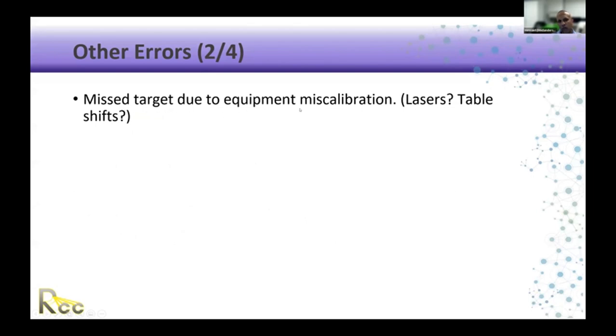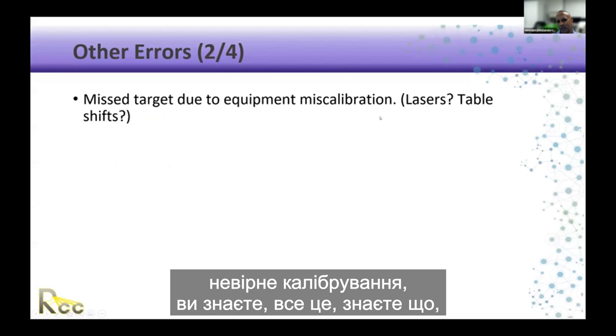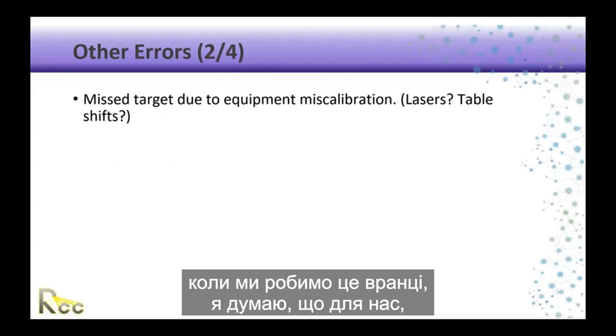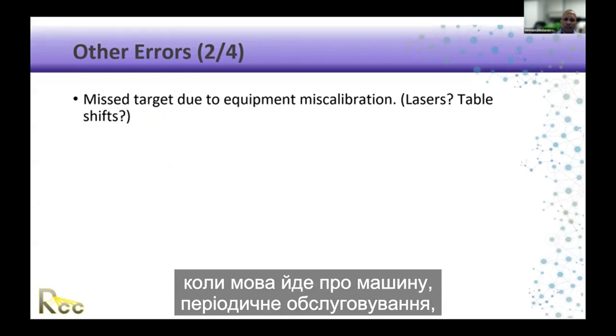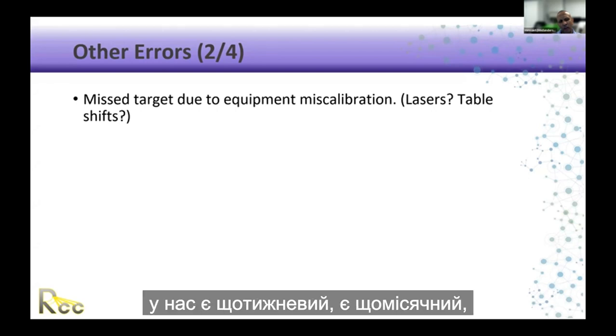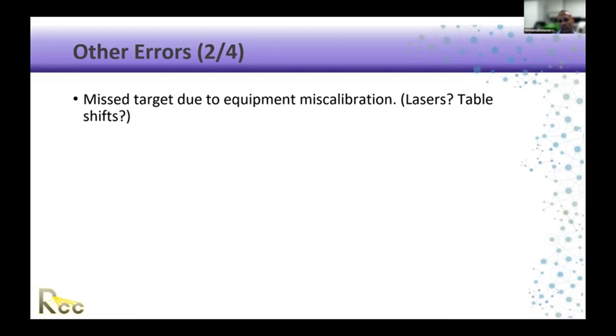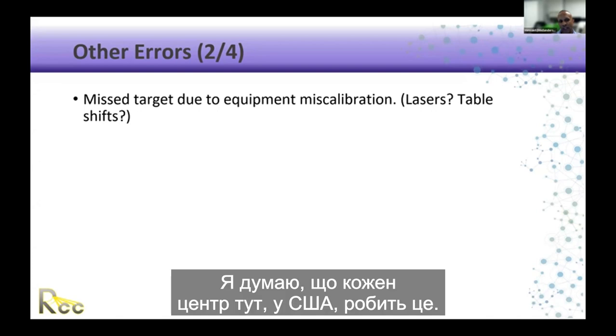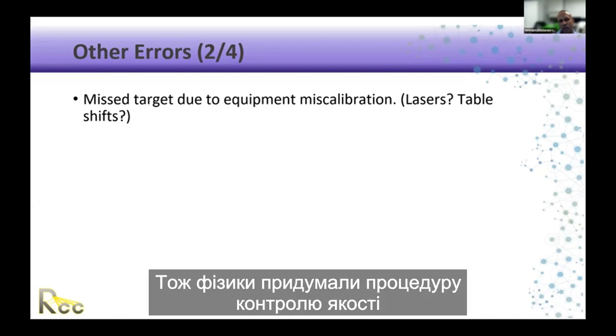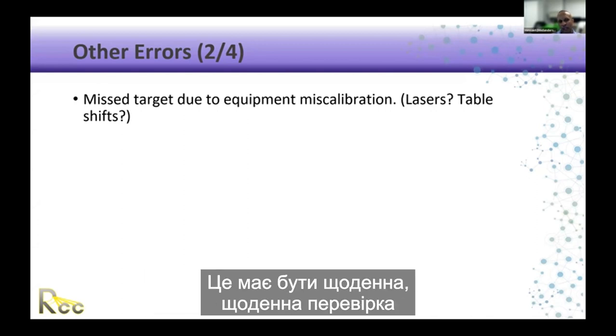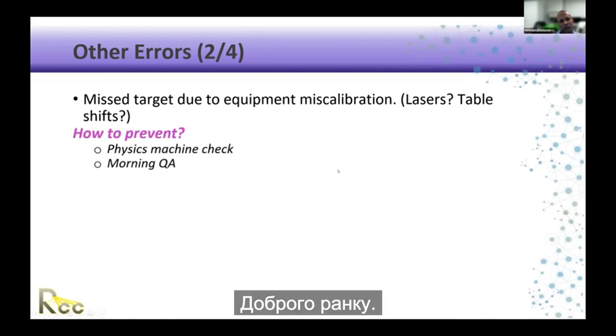Again, missed target due to equipment miscalibration. When we do it in the morning, for the machine there is PM, preventive maintenance. We have weekly, monthly, quarterly, and yearly checks, and every day we do the QA. I think every center here in the US does that. So the physics team needs to come up with the policy and procedure for how to apply that. It should be a daily check, for sure, to prevent this: morning QA.